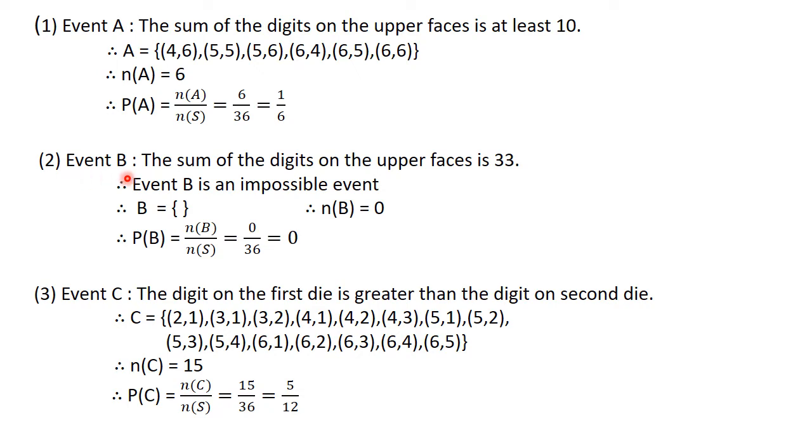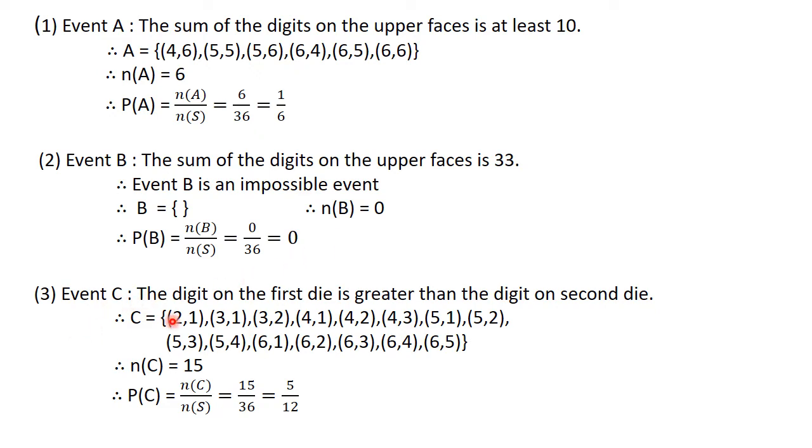Then event B. The sum of the digits on the upper faces is 33. Now while discussing event A, I told that the maximum possible sum here is 6 plus 6, 12. More than 12 we cannot get. So we can say that this is an impossible event, and therefore B is an empty set, a null set. Therefore we can write down N of B is 0. And from that, P of B we can write as N of B upon N of S, that is 0 upon 36 is equal to 0.